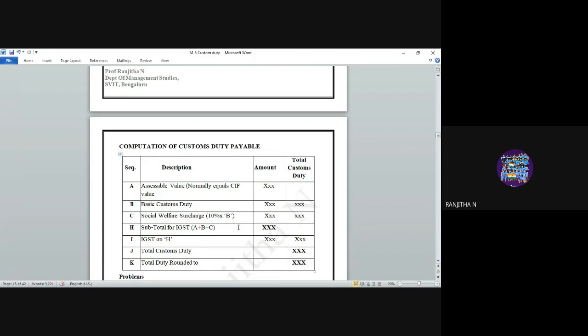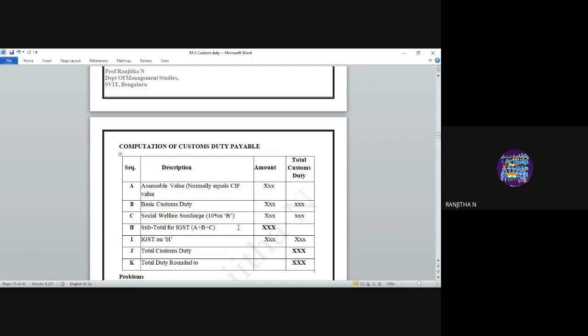Students, in today's session, we are going to discuss the computation of customs duty payable. You can see the format to calculate the customs duty payable on the screen. First, we need to take the assessable value at the beginning, and even the CIF value can be taken here, because the assessable value and the CIF value are one and the same. Normally they both will be equal here.